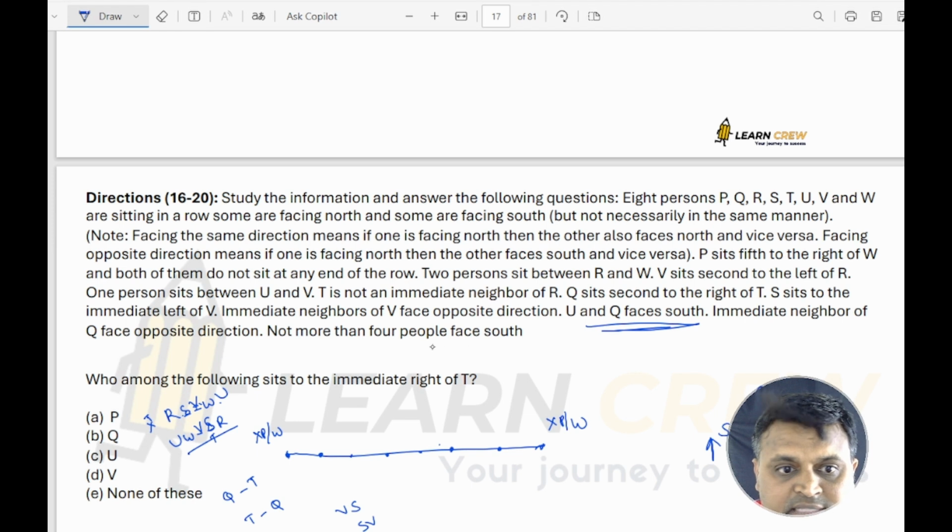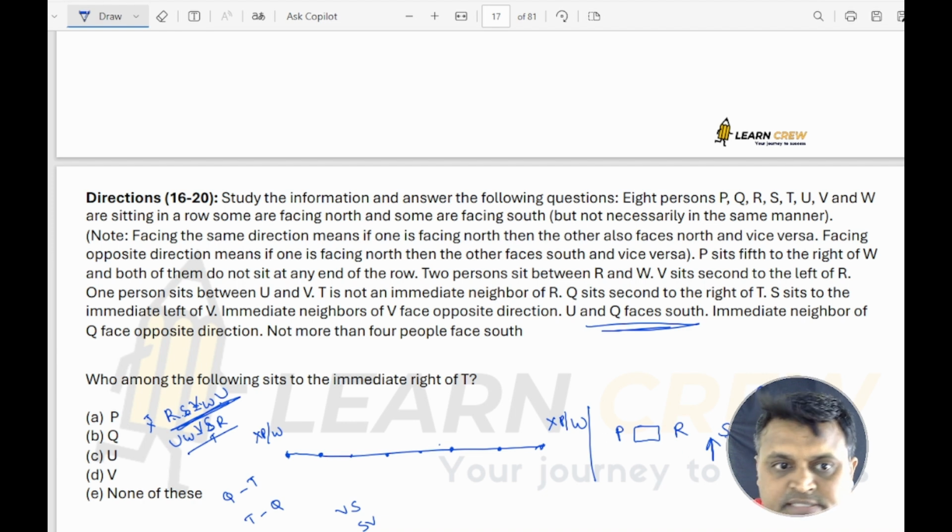Okay. Then what else do we have? Q, and here if this is the case, R S V W, then I will get U. RSVWU. Is it satisfying? Because I have taken this case. Now it is given that P is fifth to the right of W. Whenever they are facing south, this will be right. So where will you get P? P is the first right, second right, third right, fourth right is someone, and then you will have P.